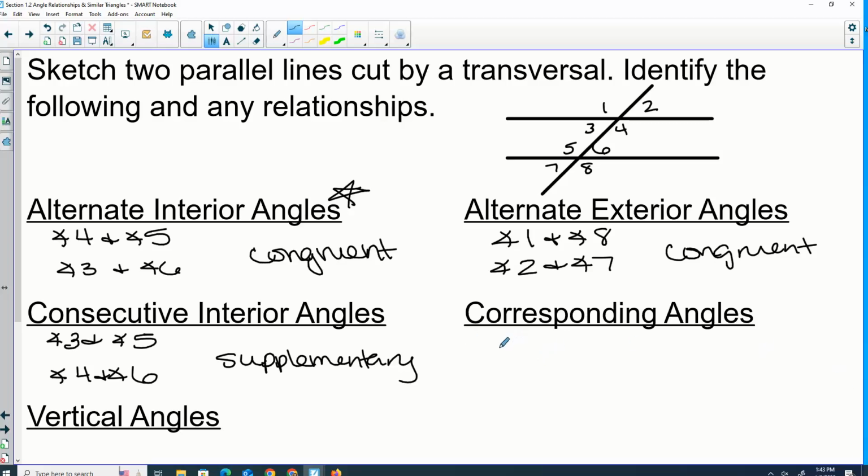Corresponding, that means the same position. So angle 1 is above the parallel line to the left of the transversal. What's the other angle that's above its parallel line to the left of the transversal? We would have angle 2 and angle 6, angle 3 and angle 7, angle 4 and angle 8. And what's true about those measures?